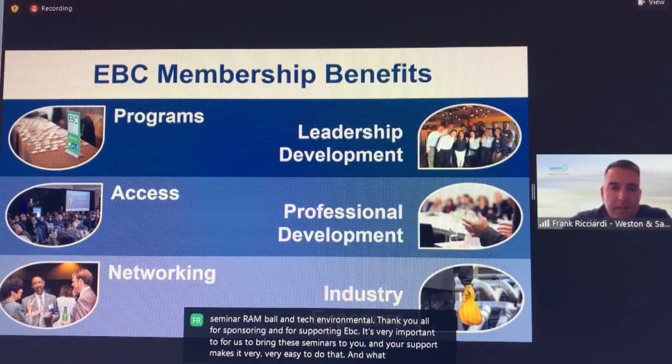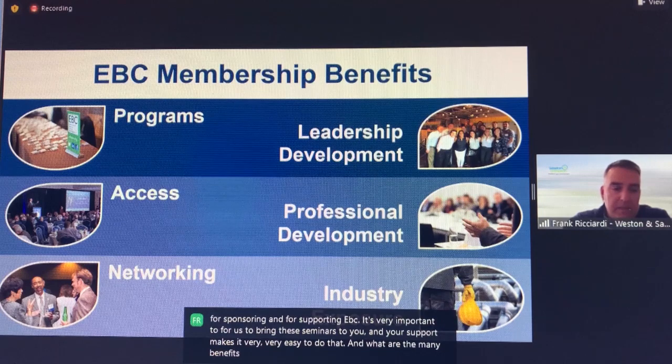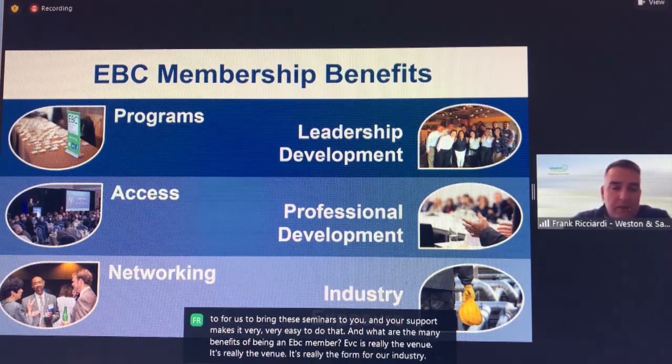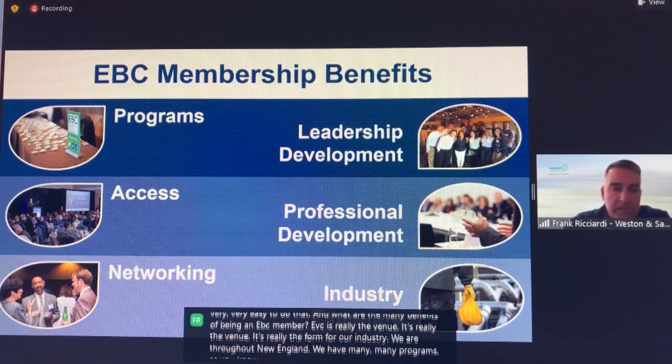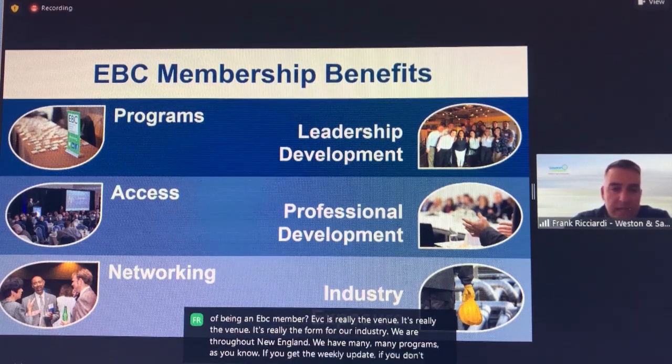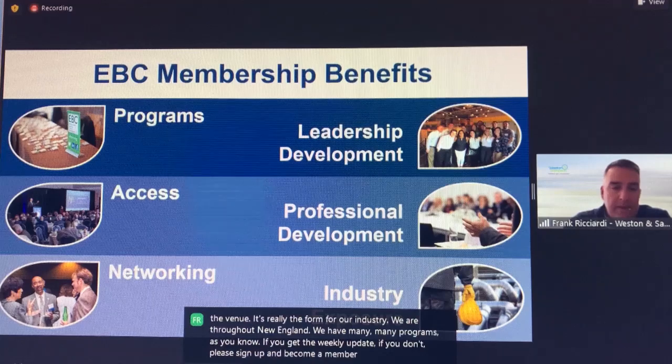And what are the many benefits of being an EBC member? EBC is really the venue. It's really the forum for our industry. We are throughout New England. We have many programs. As you know, if you get the weekly update, if you don't, please sign up and become a member. There are many benefits.